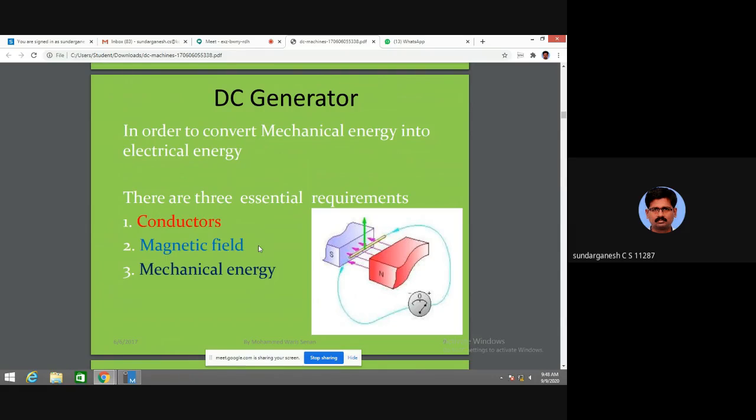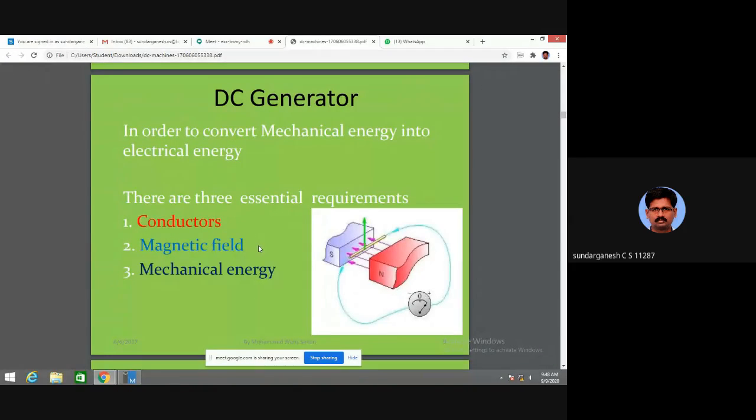Next one is the magnetic field. The magnetic field is produced by the current we are supplying in the stationary part. Next one is mechanical energy. So we have to move the rotor of a generator by using mechanical power.